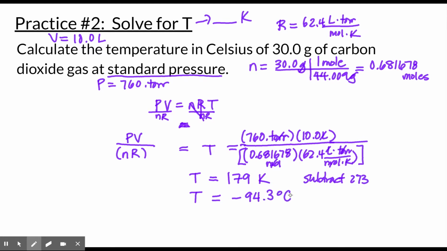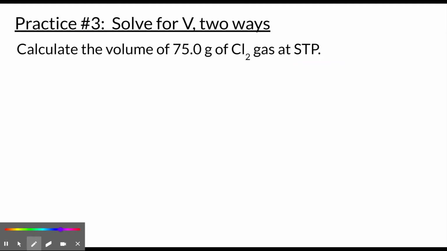So again, if you run into this kind of issue and you're not told pressure units, as long as you make the pressure and the R units match up, you should be okay. Now let's take a look at a third problem where we're solving for volume, but there are two ways to solve this problem. I will do this first the longer way. The longer way is to use PV equals nRT. So calculate the volume of 75.0 grams of chlorine gas at STP.